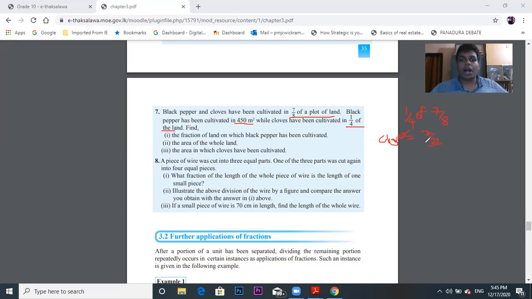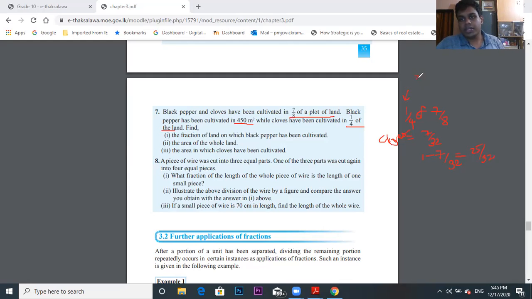So the remaining will be the black pepper. The remaining after 1/4 of 7/8, or else you could have straight away taken 3/4 of that land. I mean, you can take that the remaining 3/4 will be straight away black pepper. Or else you can take 7/32 and 1 minus 7/32 will give you the same answer, because 32 minus 7 will give you 25/32.